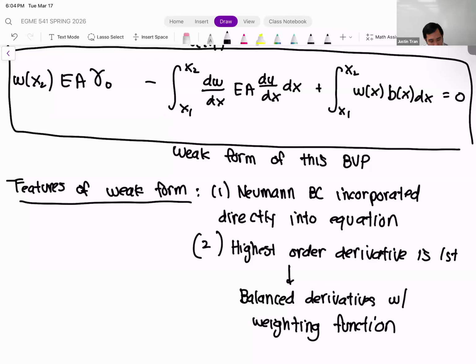Those are the two main benefits that we receive from getting this weak form. On the one hand, our Neumann boundary conditions are directly input into the equation, so that's one less step that we have to do later on. But more importantly, we were able to balance and soften the order of the derivatives. Now, it's not strictly a first order differential equation because we do have the product of derivatives, but the highest derivative that we have is only first order. And that does help us out quite a bit.